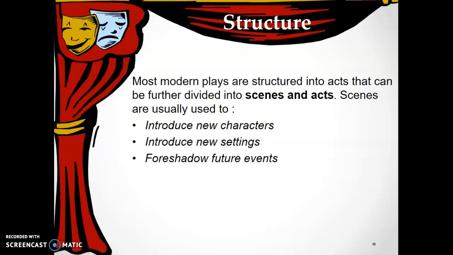Most modern plays are structured into acts that can be further divided into scenes. Scenes and acts. Scenes are usually used to 1. Introduce new characters, 2. Introduce new settings, and 3. Foreshadow future events. So foreshadowing is just looking into the future, like making a prediction of what's going to happen. Notice that they're talking about we're being introduced to the characters and the settings. This is the exposition of our plot. This is where the very beginning of the story happens.